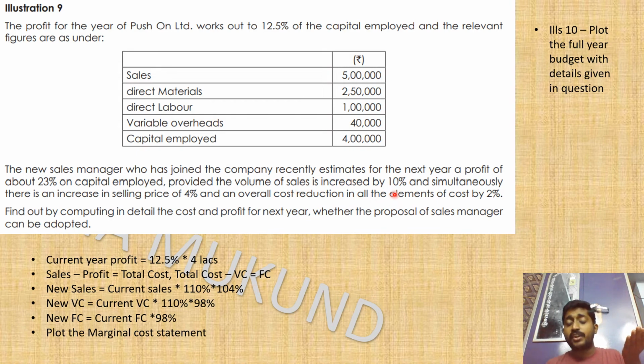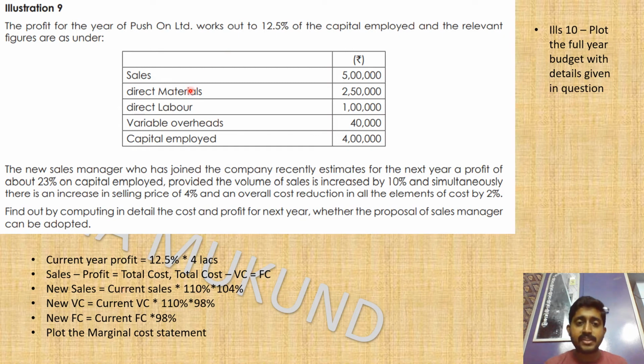Also the sales quantity is going to increase by 10%. So the current sales of 5 lakhs multiplied by 110% multiplied by 104% will be the new sales, because sales is the product of quantity and selling price. Quantity is going up by 10%, selling price is going up by 4%, so we are multiplying by 110% and 104%. We have the sales figure.